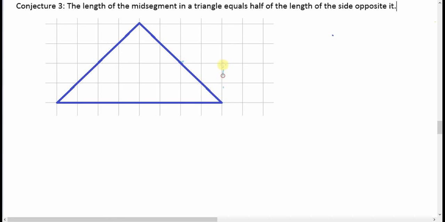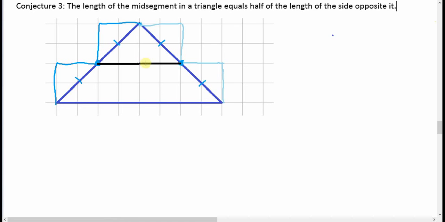Notice that we can go up 2 and over 2 and get to this point, up 2, over 2 and get to this point. So definitely our midpoint is here. Okay, and on this side, same thing, up 2 over 2, up 2 over 2, our midpoint. Let's draw the line. Not any line, this line's called a midsegment.